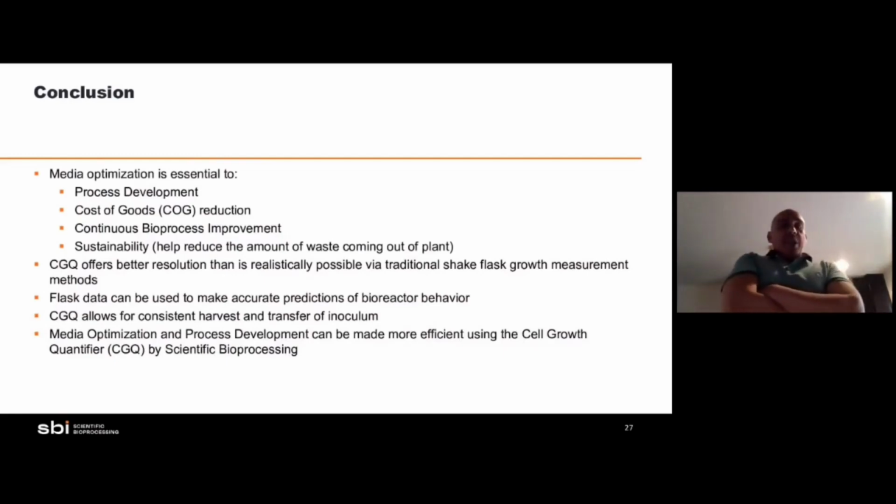In conclusion, media optimization, I believe, is essential to process development, cost of goods reductions, continuous bioprocess improvement, and sustainability. So CGQ offers better resolution that isn't realistically possible via traditional shake flask growth measurement methods. Flask data can be used to make accurate predictions of bioreactor behavior. And CGQ allows for consistent harvest and transfer of inoculum. And then finally, media optimization and process development can be made more efficient using the Cell Growth Quantifier by SBI.